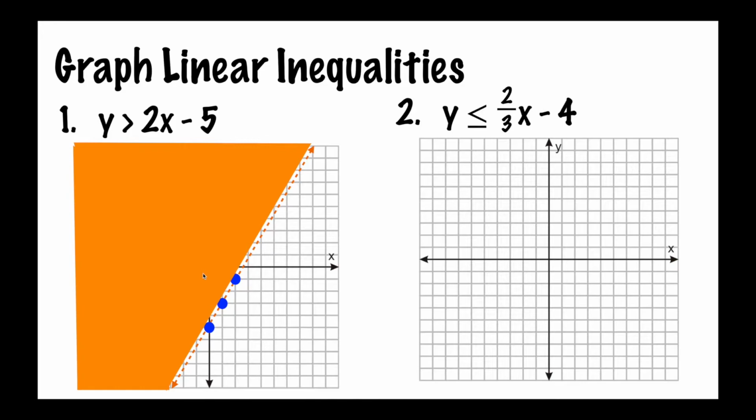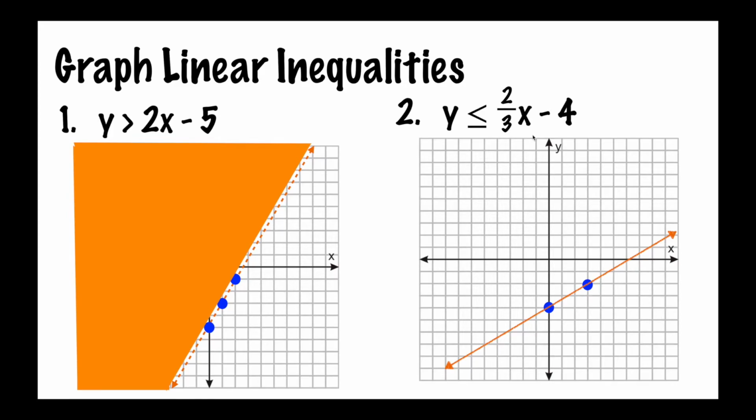For number 2, we have y is less than or equal to 2/3 x minus 4. Once again, we start with -4 as our y-intercept. So I'll plot that. From there, since the slope is positive, I know that from left to right it's going to be going up, and this is going to go up 2 units to go over 3 units. And I make that point. As we mentioned before, this is going to be a solid line, so I'll go ahead and graph that as a solid line.